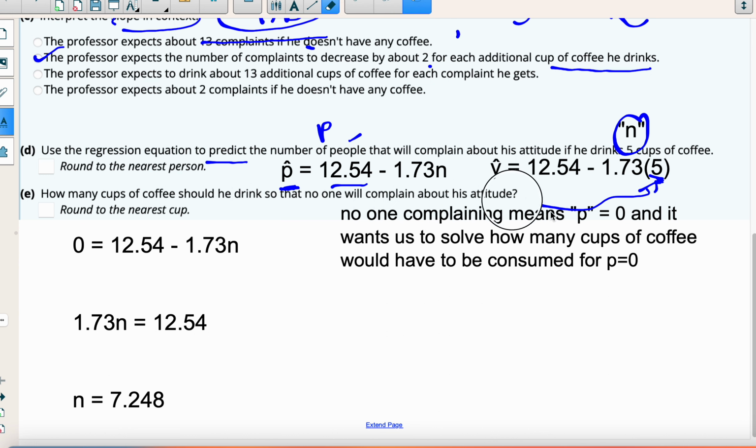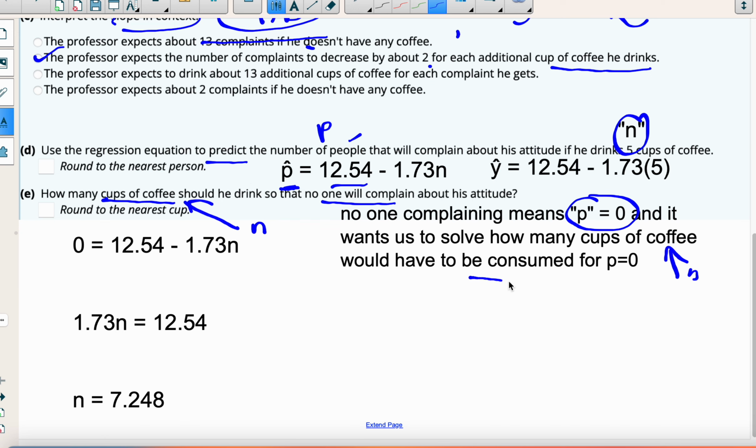All right, the last one's a little tricky. I'll let you do the math for D, but it says how many cups of coffee, that's my n, should he drink so that no one will complain? No one complaining means that P equals 0. So it wants us to solve for n, assuming P equals 0. Well, here's my equation here. P equals 12.54 minus 1.73 n. I'm going to set P equals 0 here.